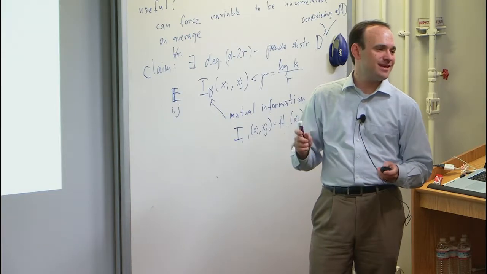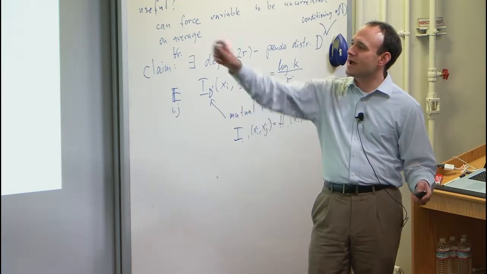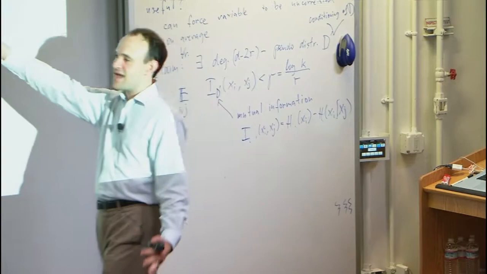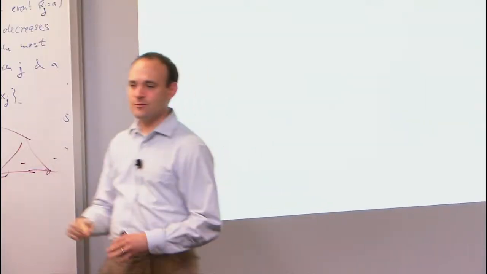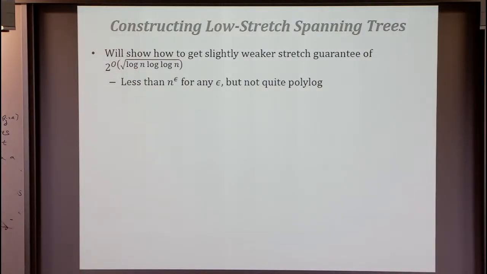So just to know what that is, that's less than any power of n. It's less than n to the epsilon. Note this log is like square root of log n, whereas the log of any polynomial is like log n. So this is almost what I promised. It's n to the 1 plus little o of 1, as opposed to polylog. And this has a much simpler construction.